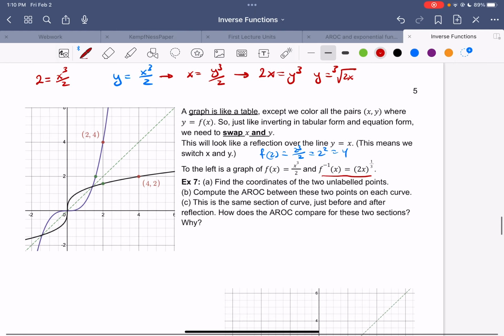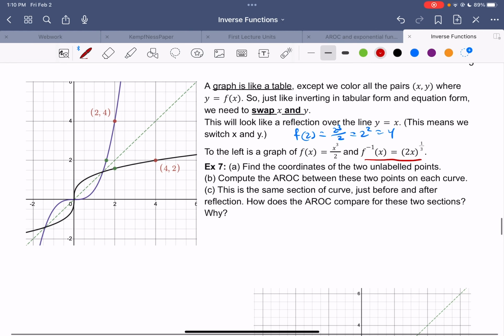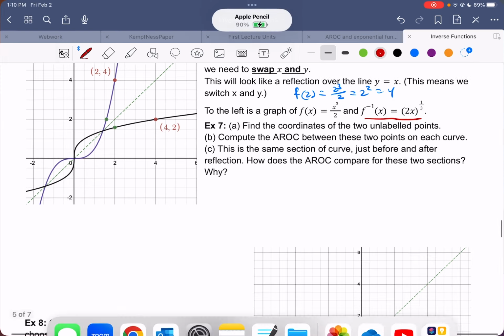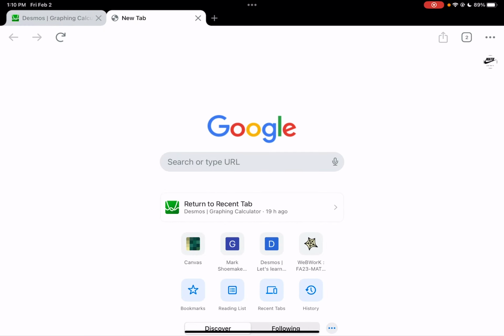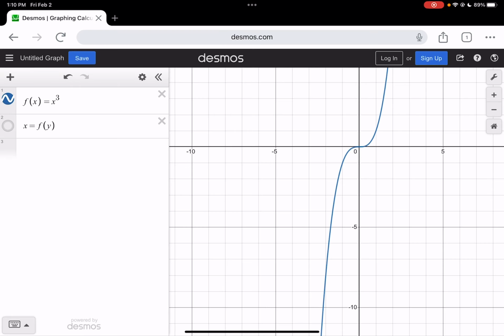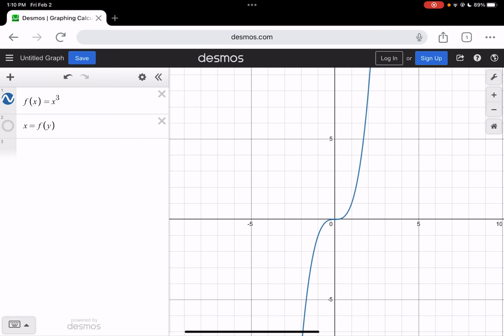So now we go back to the graph stuff. This is where I want to pause and show you something that maybe will blow your mind, maybe not. So let's hop over to Desmos. Here we are. This is f of x equals x cubed. And I'm going to swap x and y.